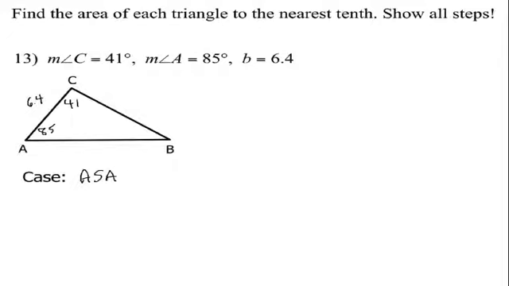Now, anytime we've got the angle-side-angle case and we're trying to find the area of a triangle, we're going to use this handy dandy little formula. Boom. One half a squared sine B sine C, all over sine A.